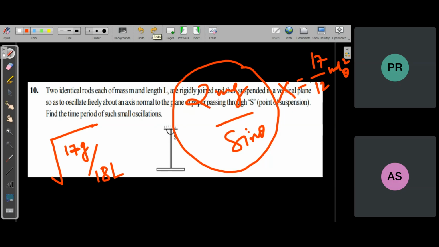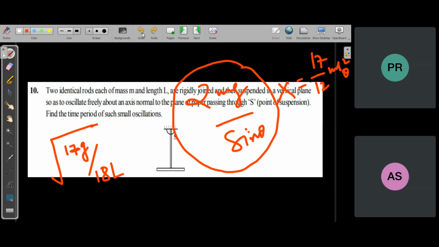Read the full equation again. Sir, it's minus 2 mg by sin theta, equals 17 by 12 m L square theta. What is this? This is the torque, sir. Torque. So where is L? Where is distance in the torque equation?